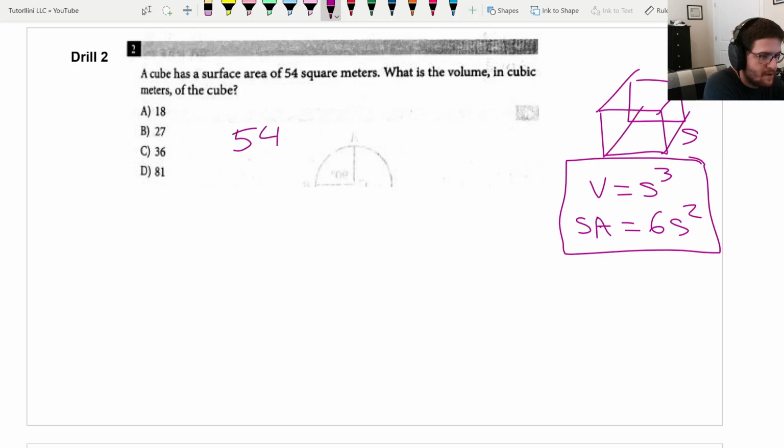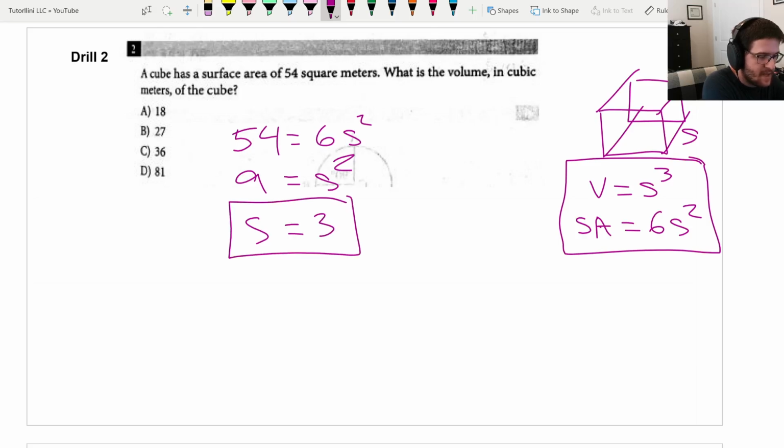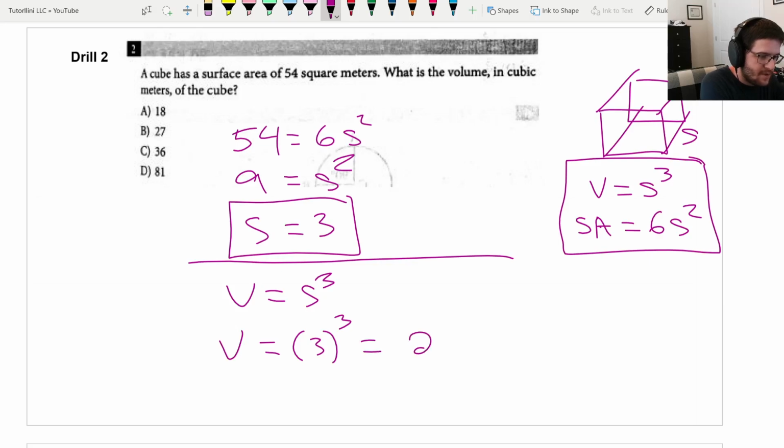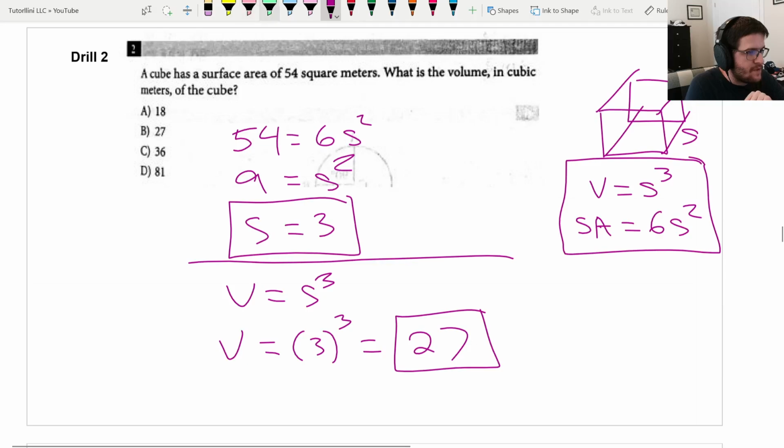Great, so the surface area is 6s squared. So 54 is equal to 6s squared. Divide by 6, I get 9 equals s squared. Square root of both sides, and I get s equals 3. Now we can go and find the volume. So the volume is s cubed. Volume equals 3 cubed. 3 cubed is 27. So the volume of the cube is 27. Great, so you can figure those out like I did before, but test questions take a long time, so it might be worth knowing the equations. The volume is s cubed, and the surface area of a cube is 6s squared.